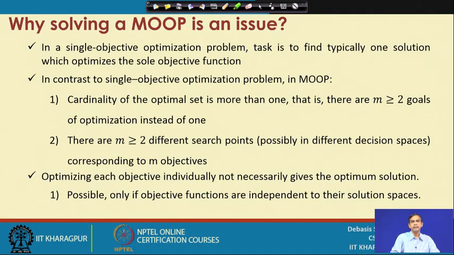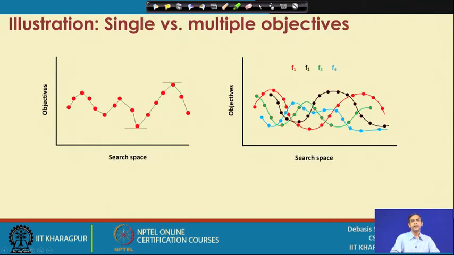Optimizing each objective individually is no issue. However, considering all the objective functions together and finding a global optimization is in fact a non-trivial task. Now, we can explain how this becomes a non-trivial task with an example.